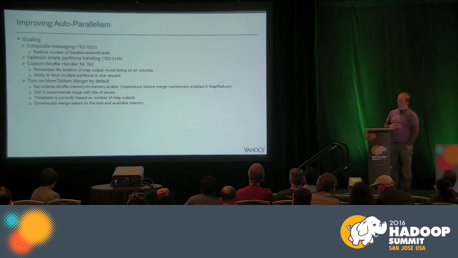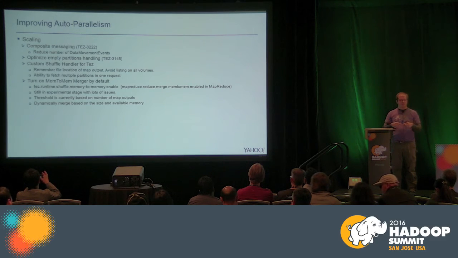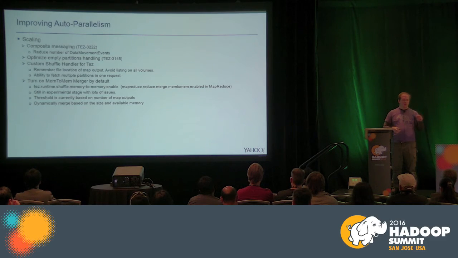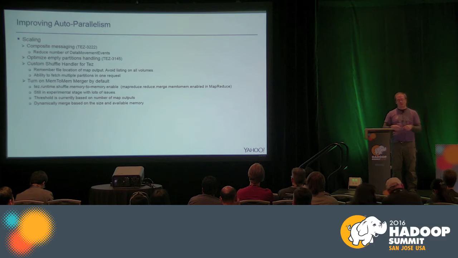So what are we going to do? This is a 3-pronged approach. One is we're going to improve messaging by creating a composite message, a message that can send more dense information. In this case, each reducer will receive one message from each map. In addition, we're going to implement a custom shuffle handler, much like what they've been doing in Hive and LLAP.